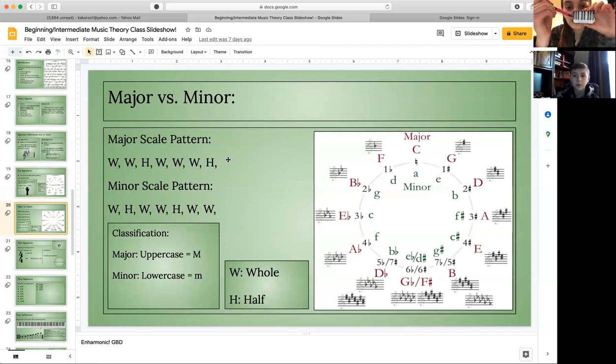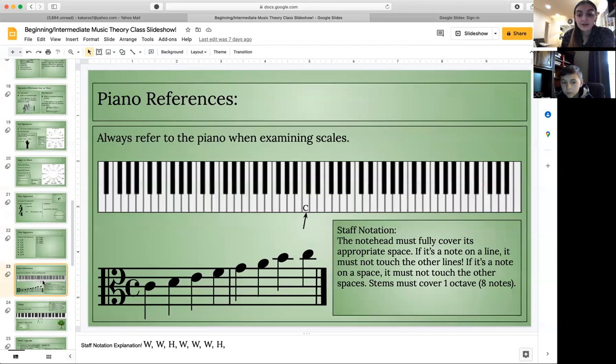And understand that your black keys on the piano represent your sharps and your flats. So any white keys are natural notes. Now, you do also have something called an enharmonic. And there are so many enharmonics on the piano. I couldn't tell you how many. And we'll go over that pretty soon.